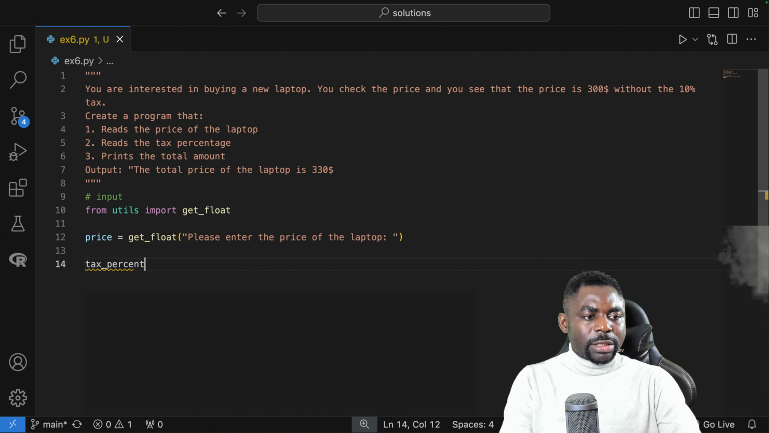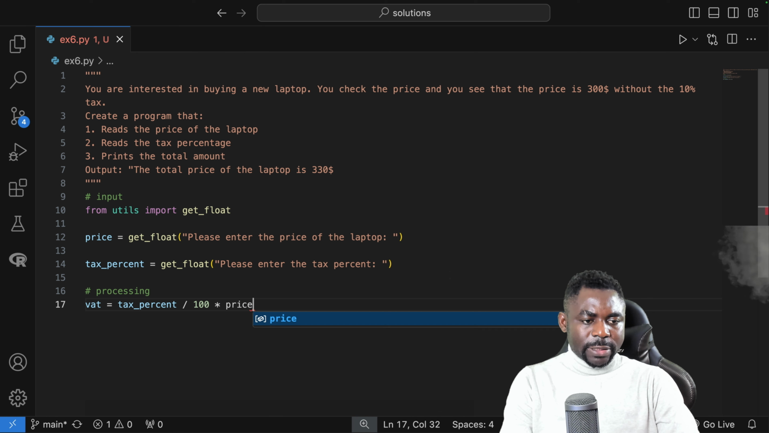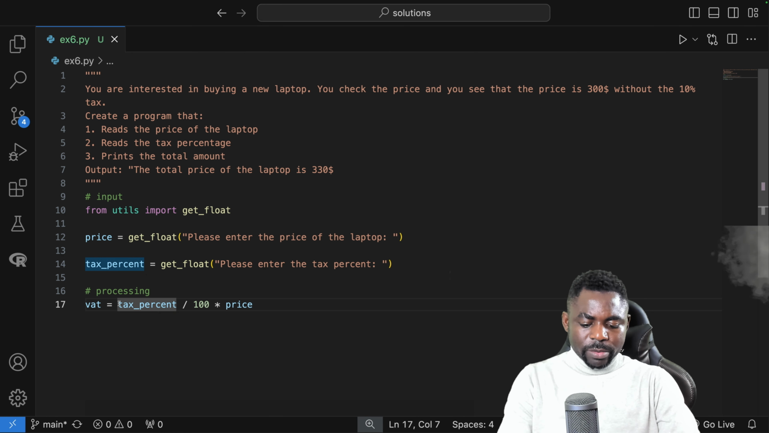So what do we do to get the value added tax? VAT will be equal to tax percent divided by 100 multiplied by the price. I'll put this in brackets like that. And we get the total price, or total cost, which will be equal to the price plus the VAT.